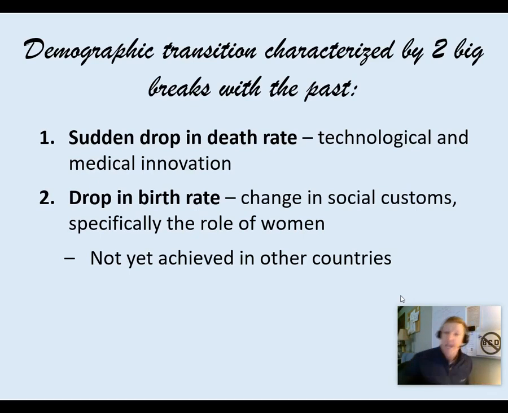Stage 2 correlates with North America and Europe's industrial revolution and technological innovation. Stage 2 correlates in Asia, Latin America, and Sub-Saharan Africa with the diffusion of the medical revolution for many of those countries. Now, when we talk about a drop in the birth rate, that's a cultural thing. That's a choice. That's a change in a society. That's an increase in the role of women in a country's economy.